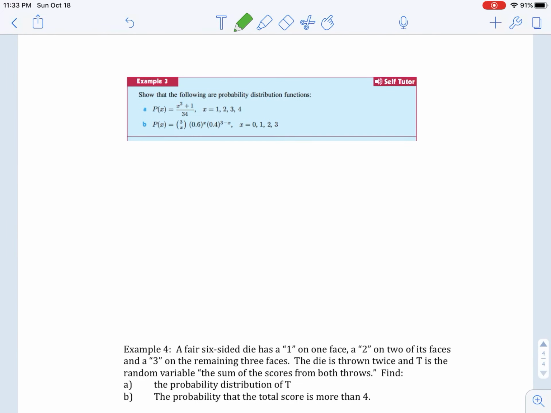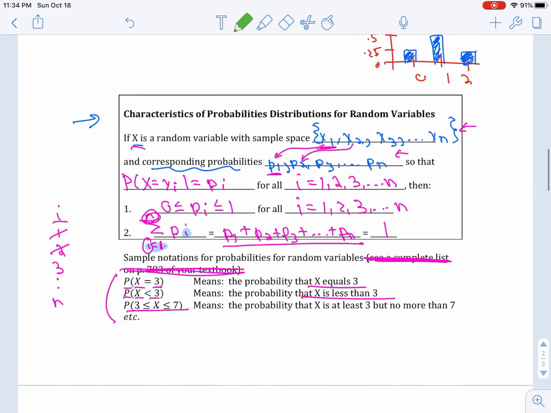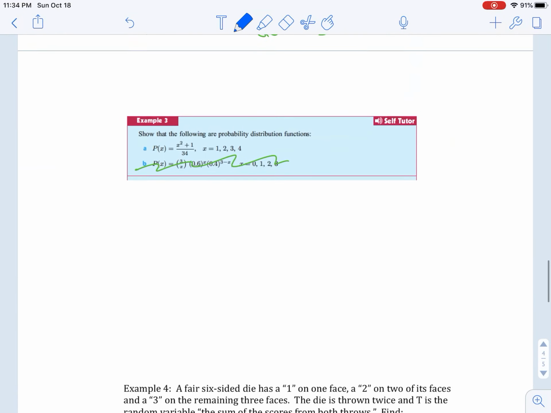We're going to go on to example 3 also. Actually, we're just going to do 3a for this one. So this says, show that the following are probability distribution functions. So remember, there are two qualities that we have to show if we're going to show that it's a probability distribution function. We have to show that all the probabilities are between 0 and 1, which is what was here. We have to show that all the probabilities add up to 1.